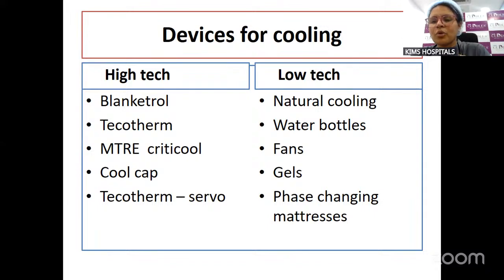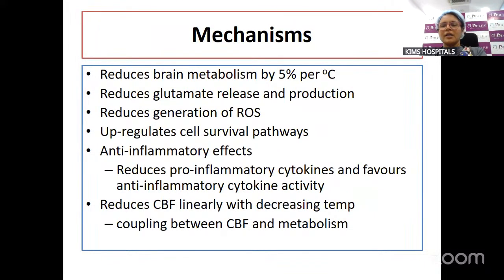We may also have some low-tech devices for cooling, like water bottles, natural cooling, fans, and gels, as well as phase-changing mattresses. Mechanisms of therapeutic hypothermia include reduction of the brain metabolism by roughly 5 to 7% for every degree centigrade of core temperature reduction that is achieved. It also works by reduction of glutamate-mediated excitotoxicity, upregulation of cell survival pathways, and limitation of the generation of reactive oxygen species.